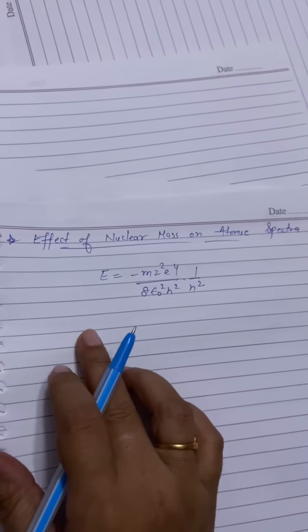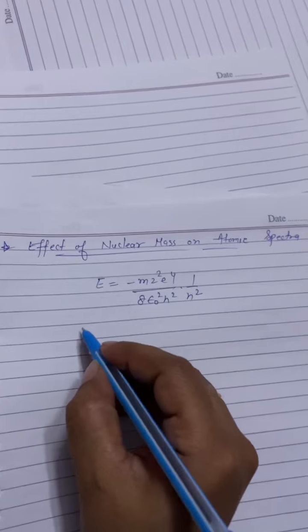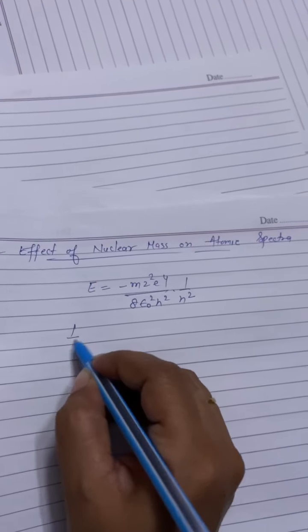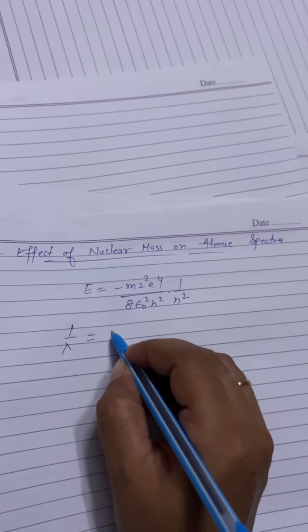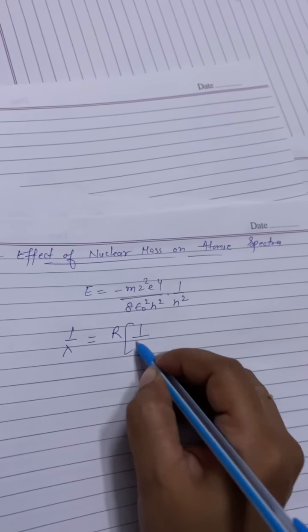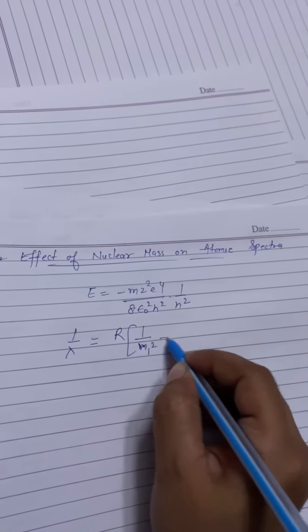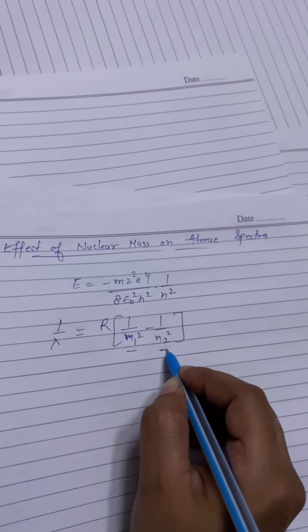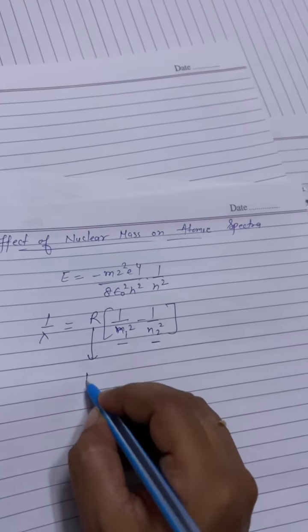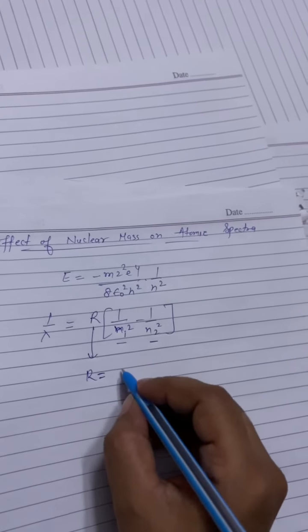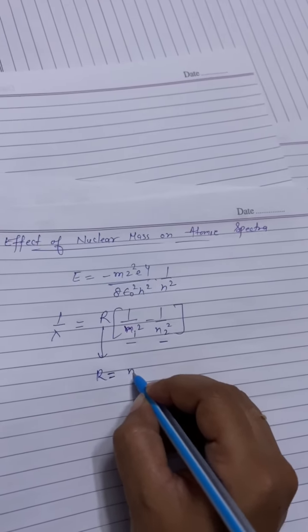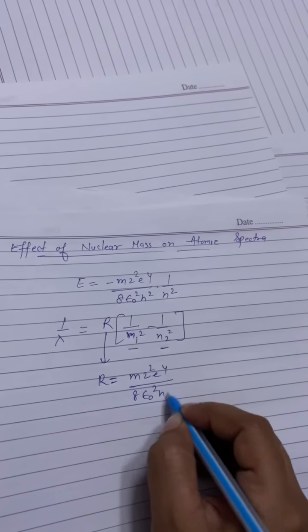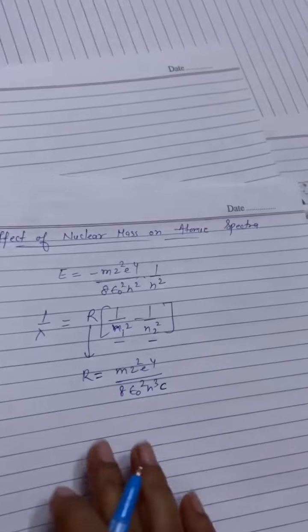Converting this equation, writing it in the form of lambda, inverse of lambda, or wave number, that was equal to minus R into 1 by n1 square minus 1 by n2 square, where n1 and n2 are the principal quantum numbers and R is the Rydberg constant. The value of it is given by R is equal to m z square e raised to power 4 by 8 epsilon naught square h cube multiplied by c.